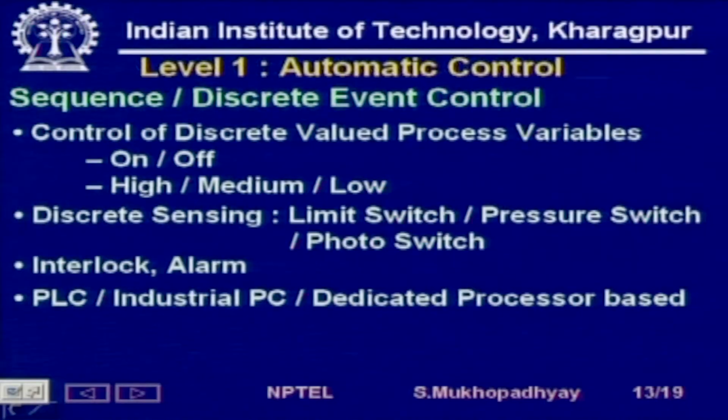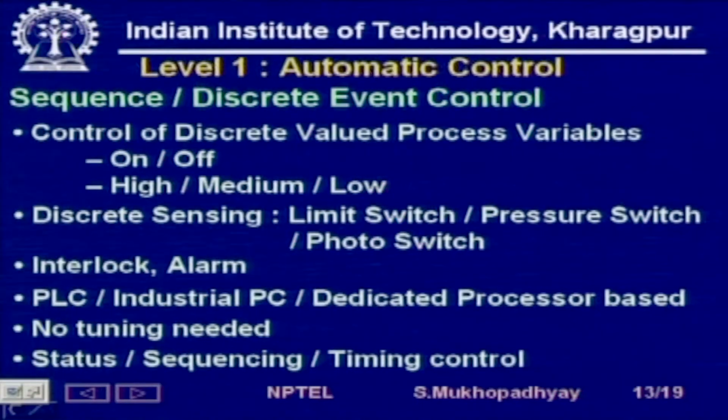Typical hardware used for discrete event controllers are programmable logic controllers, sometimes industrial PCs, and sometimes very special purpose dedicated processors. So, you have status, sequencing and timing control. One good thing about them is that unless the control logic changes they do not need tuning. So, this is the story of automatic control.